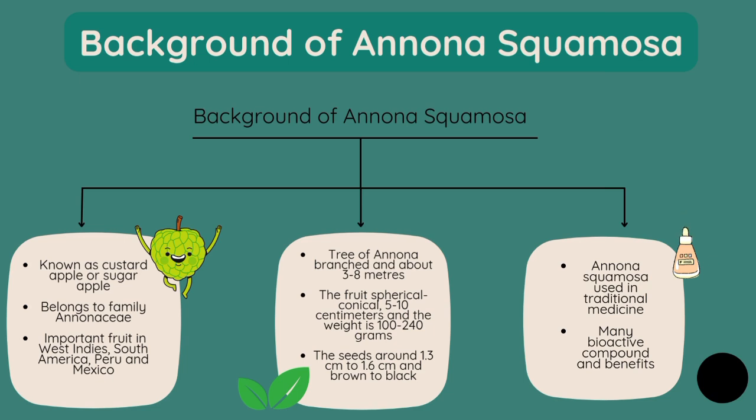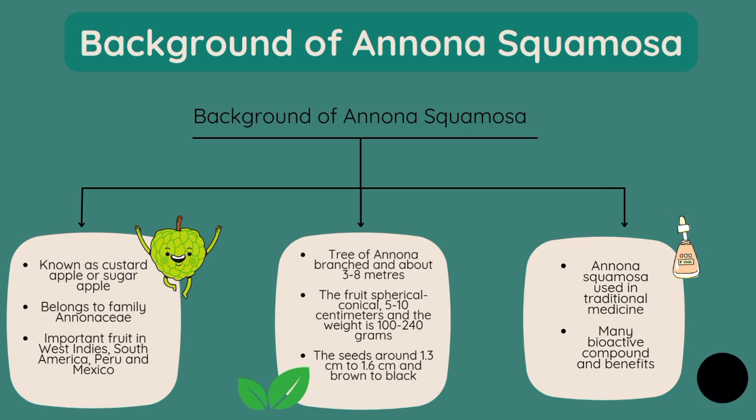Annona squamosa is known as custard apple or sugar apple. It belongs to the family Annonaceae and is an important fruit in West India, South America, Peru, and Mexico. The tree is small, about 3 to 8 meters. The fruit is spherical conical, 5 to 10 cm, which is 2 to 4 inches, and the weight is 100 to 214 grams, with a thick rind composed of knobby segments. The color of the fruit is pale green with a deep pink flush. The seeds are around 1.3 to 1.6 cm, brown to black in color.